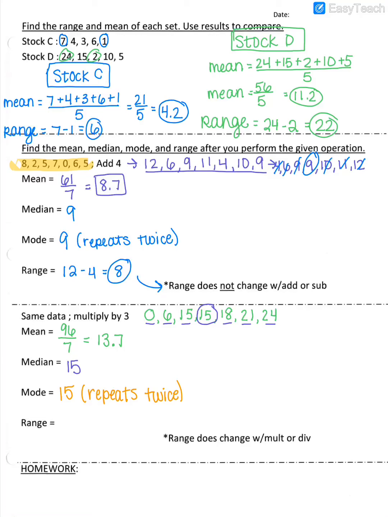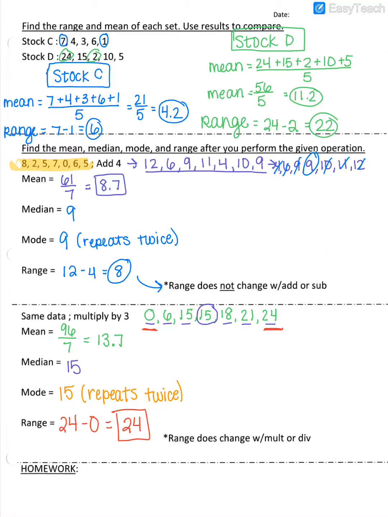Okay, and then our range is going to be our biggest number minus our smallest number. And since we have these in order, we're going to do the, let me grab a different color here. We're going to do the 24 minus 0. 24 minus 0 is, oh, sorry, not 0, I don't know, is 24. Alright, so 24 minus 0, I was thinking 24 times 0. 24 minus 0 is still 24.